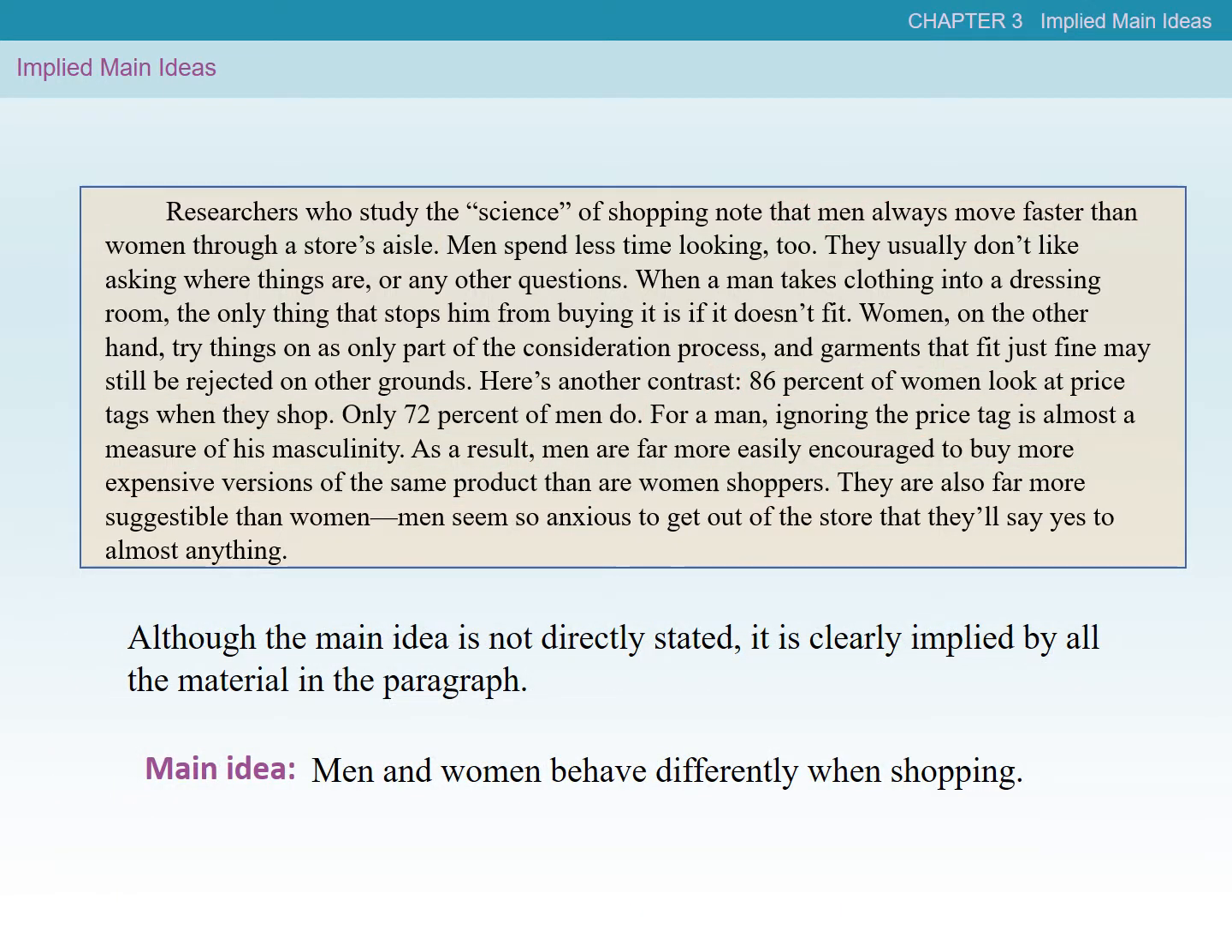So the main idea is not directly stated. It should be pretty clear that it's implied by all of the material. All of the material talks about the contrasts or the differences between how men and women behave while shopping.